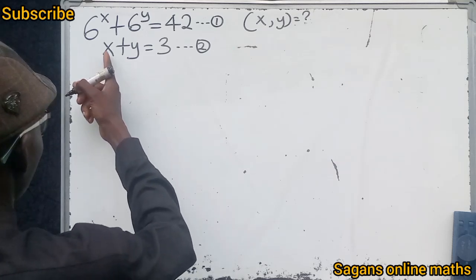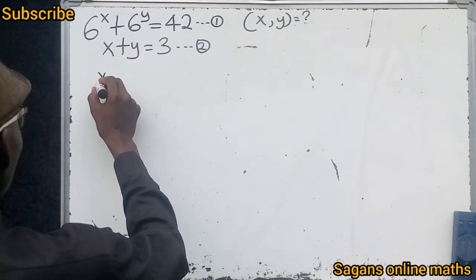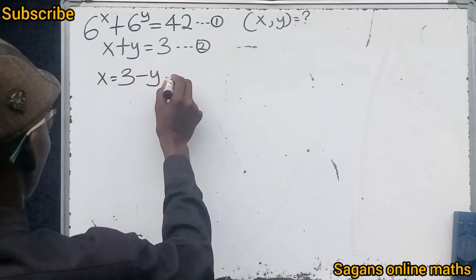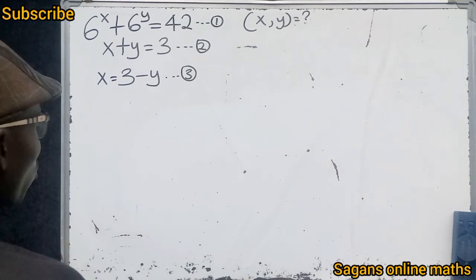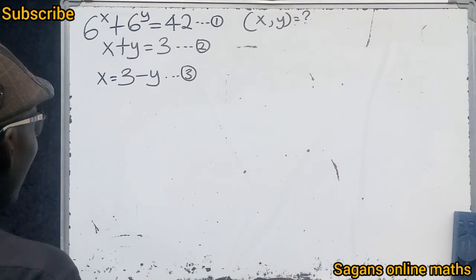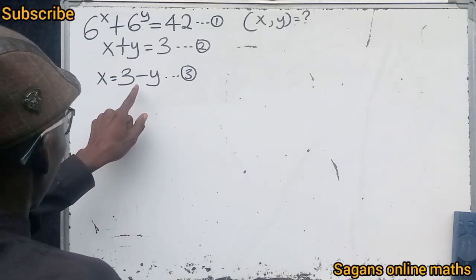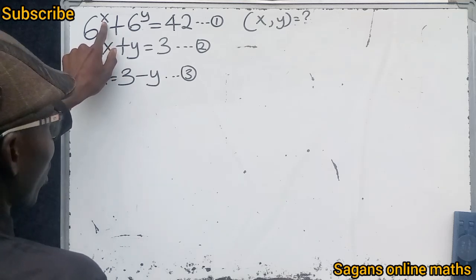Making x the subject of the formula, that means I have to subtract y from both sides, right? That means x will be equal to 3 minus y. We can call this equation 3. Now what we are going to do is to substitute equation 3 into equation 1. The normal way when you are solving simultaneous equations, you understand? Anywhere we see x in equation 1, we're going to substitute 3 minus y, because 3 minus y represents x.